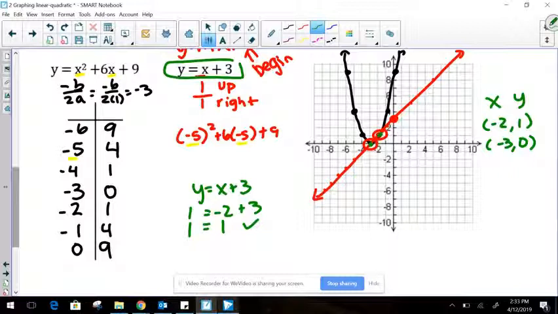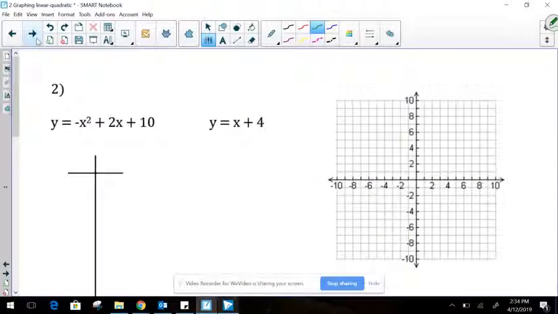All right, I'll try my next one. My y value is 0, and my x value is -3. So 0 equals 0. That also works. Okay. Very nice. All right, let's go to the back side.